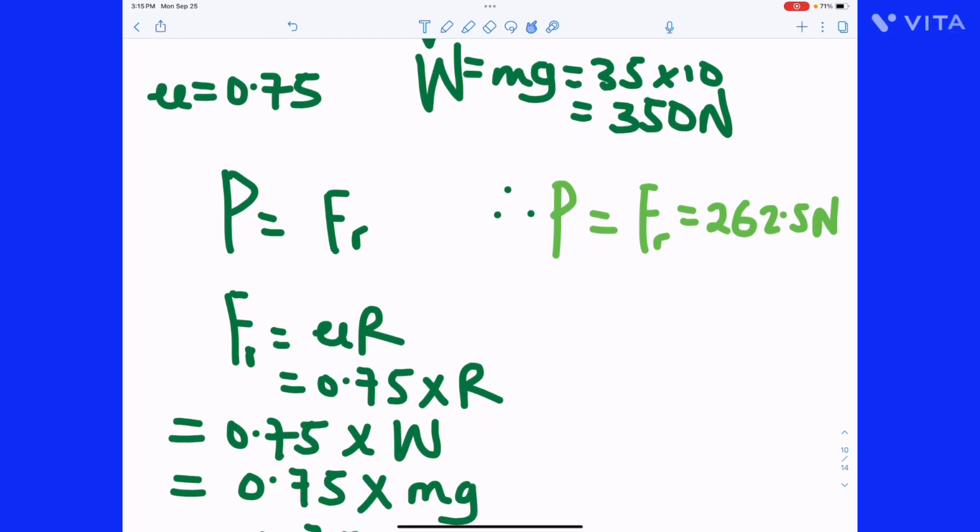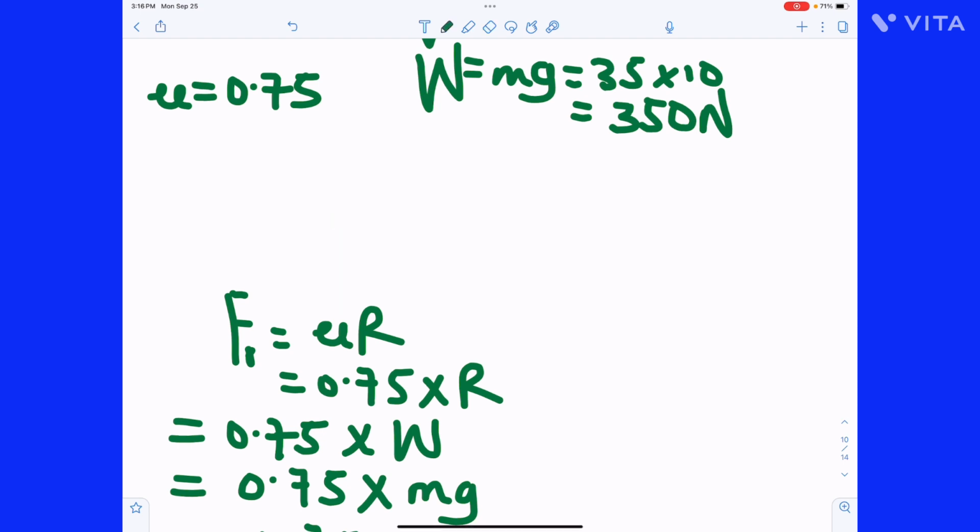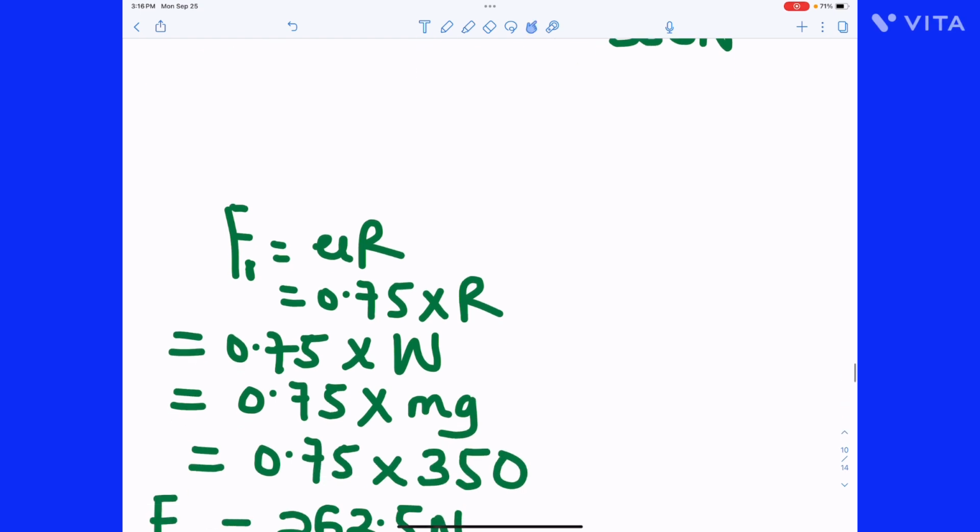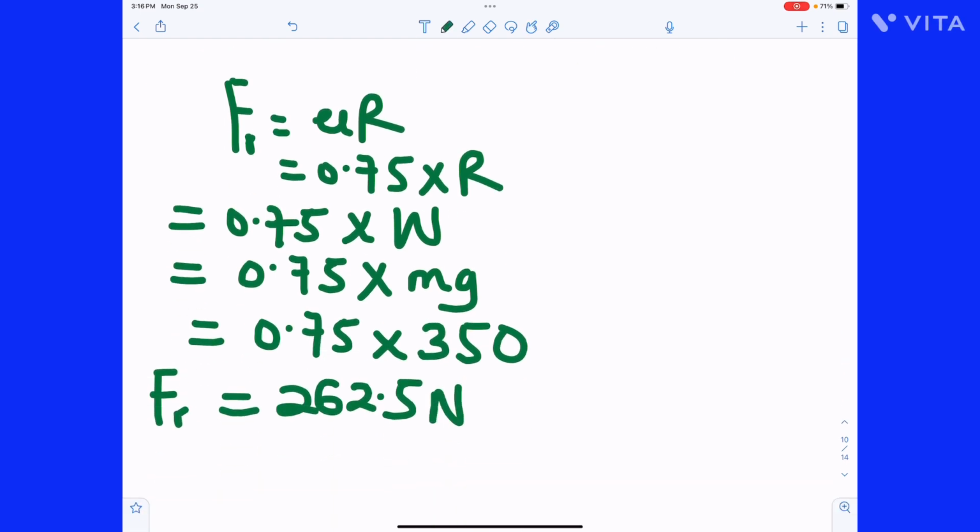What do you get? The frictional force F is mu R. So frictional force F will be equal to 0.75 times 350. W is the weight, which is the same as R. So 0.75 times 350 is 262.5.